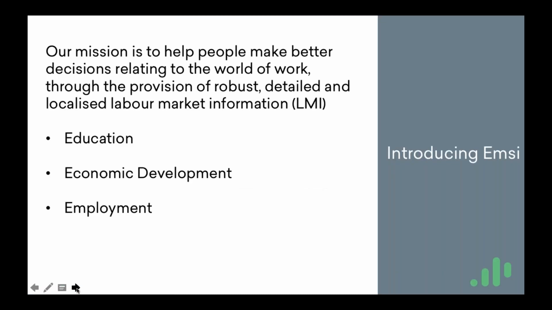So for those of you on today's webinar who aren't familiar with EMSI, our mission is a simple one. We have a lot of very good detailed data and intelligence on local, regional and national labour markets. And what we want to do is to get that data into the hands of people like yourselves who can use it to make better, more informed decisions.